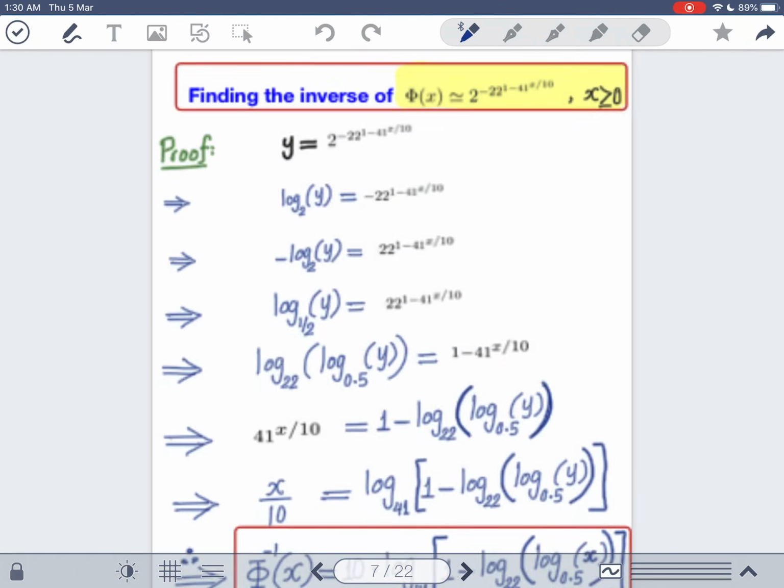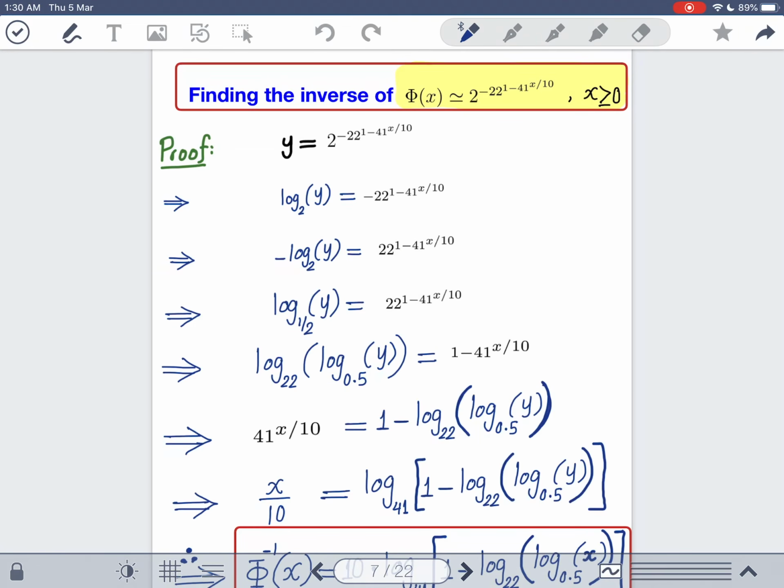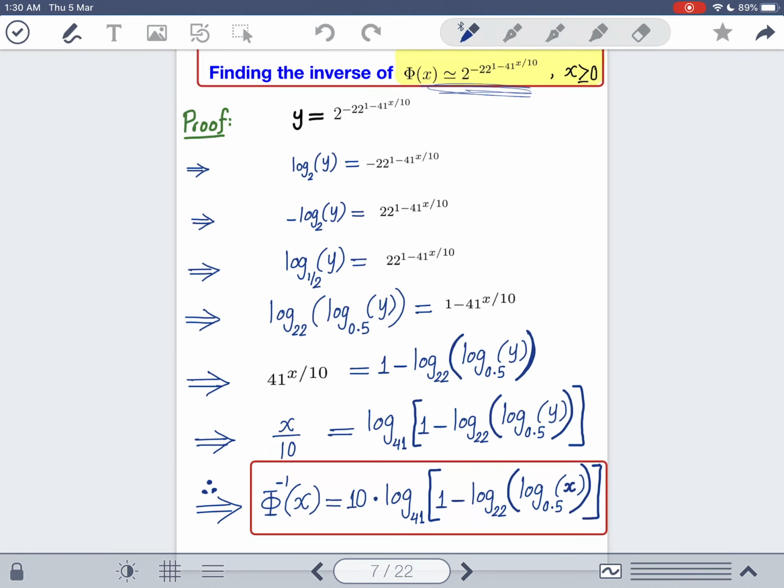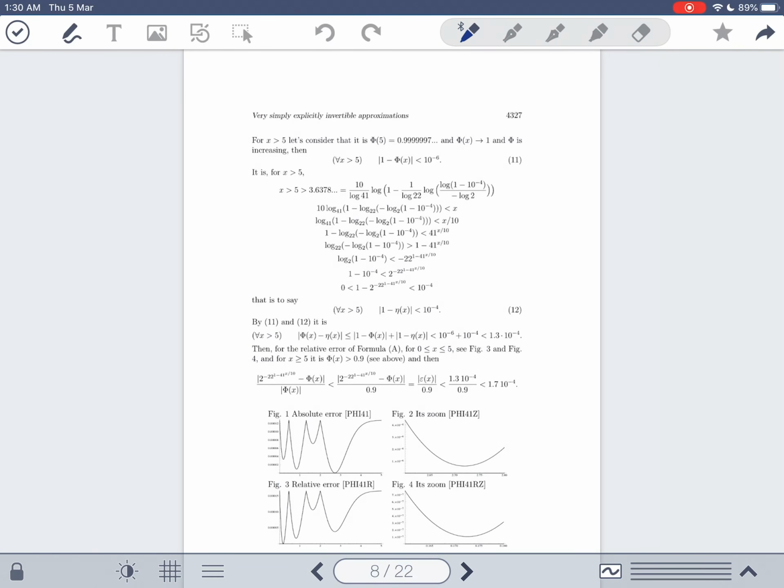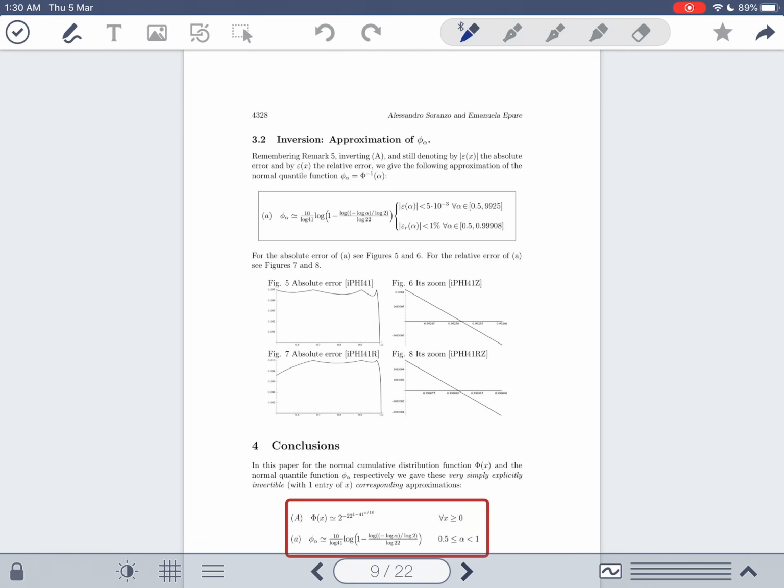For example, to find the inverse, I show it to you here. If you want, take a screenshot of this and look at it later. It just uses simple high school algebra that you took, just how to go from exponential to logarithm. And the paper is easy to read for anyone who took a course in calculus before.